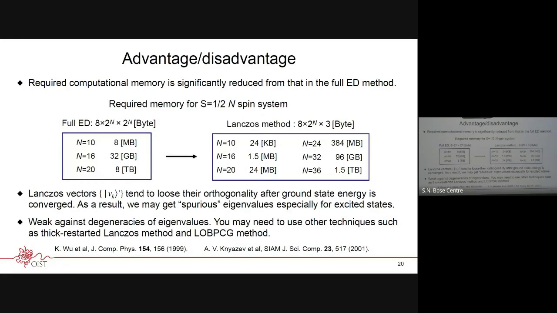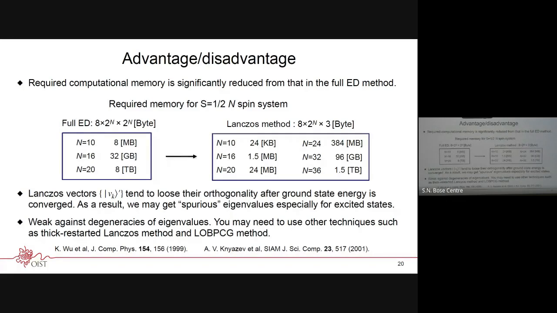I think now the largest system size is almost 50 sites, of course using supercomputers and parallel techniques, very recently. And one disadvantage of the Lanczos method is that once vectors converge, they tend to lose orthogonality, unfortunately. So to get the true excited states, you may need to use advanced Lanczos-type methods, such as the thick-restart method or the LOPCG method. So these are the differences for these advanced methods. Okay.